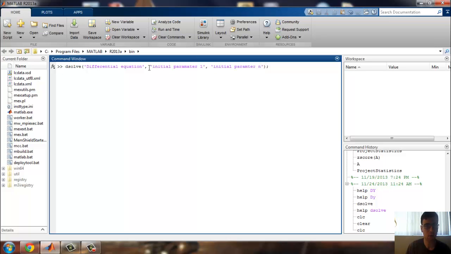So if you wanted just to get a general form, you just leave it out, and you'll get the general form. You can just delete it right here, and that'll give you your original form.